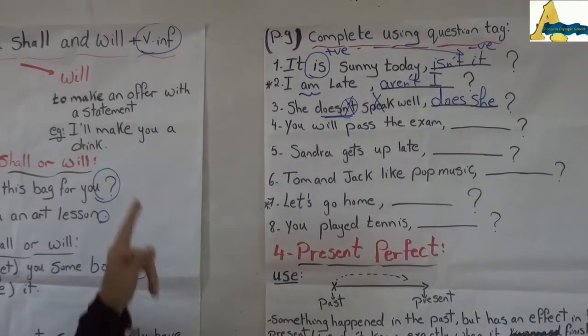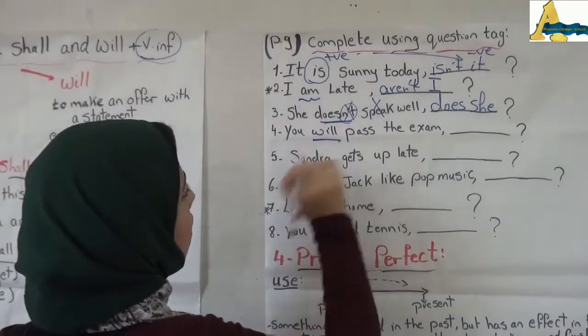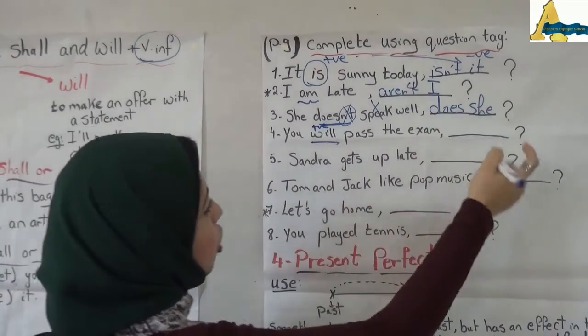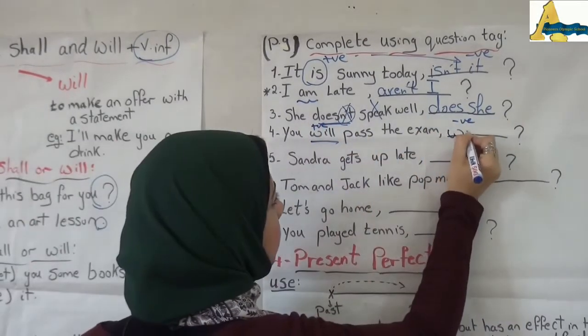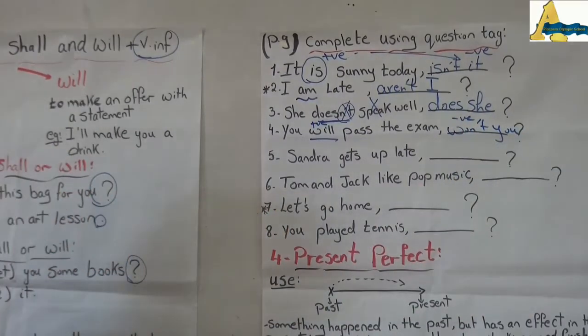You will pass the exam. Okay, where is the auxiliary verb? Yes, will. So will here is positive form again. So we're going to change it to negative form. What is the negative for will? Won't you. And we put the pronoun as it is.